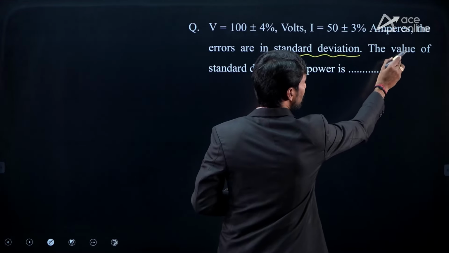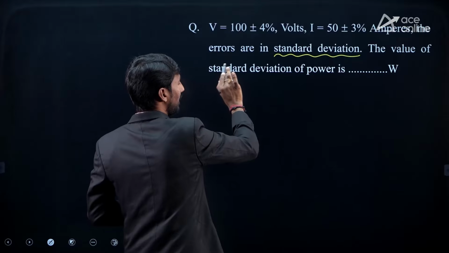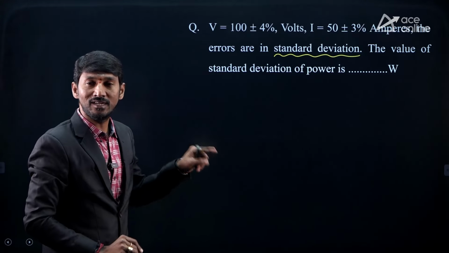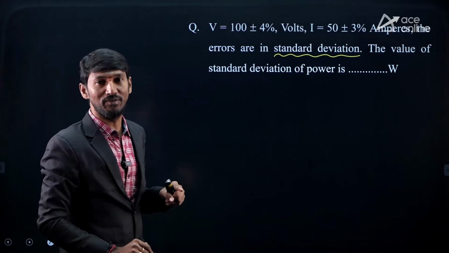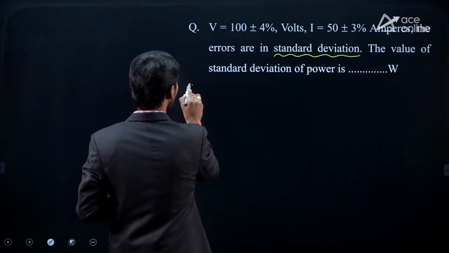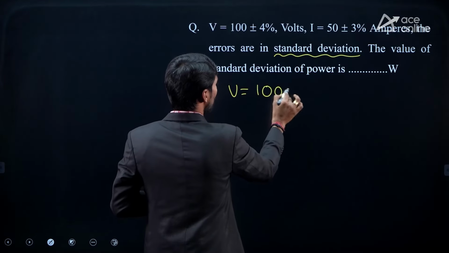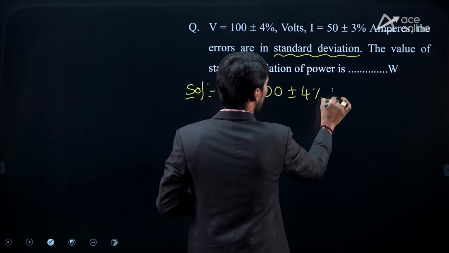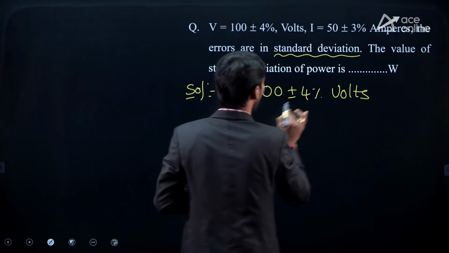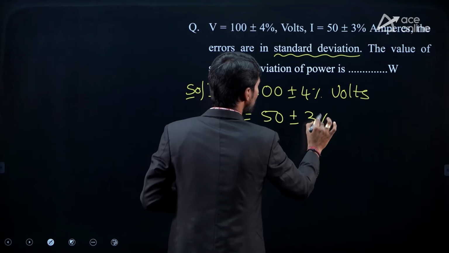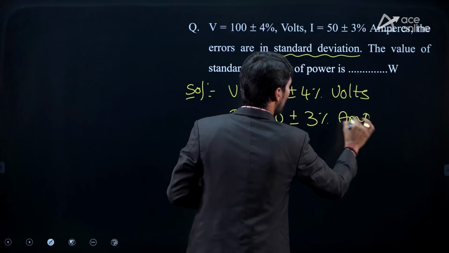Therefore, what is he asking? The value of standard deviation of power. So they are asking power. In that power, what is the standard deviation value? Kindly focus. Here, V is equal to 100 plus or minus 4% volts. I is equal to 50 plus or minus 3% amperes.